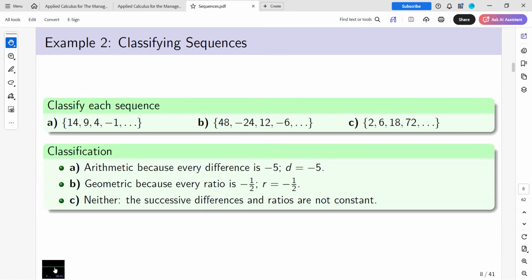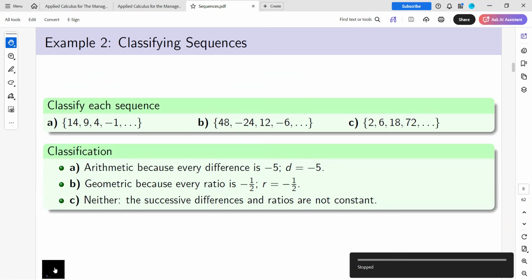For Part A, subtract consecutive terms. For Part B, divide consecutive non-zero terms. Part C begins like a geometric sequence but then abandons the pattern, proving that first impressions can be mathematically misleading.